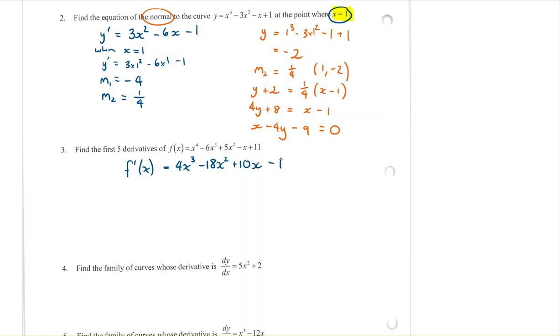And the constant disappears. So every single time, as long as these powers are in decreasing order here, we're going to keep losing terms from the end. Every time we differentiate, the constant term is going to disappear every time.